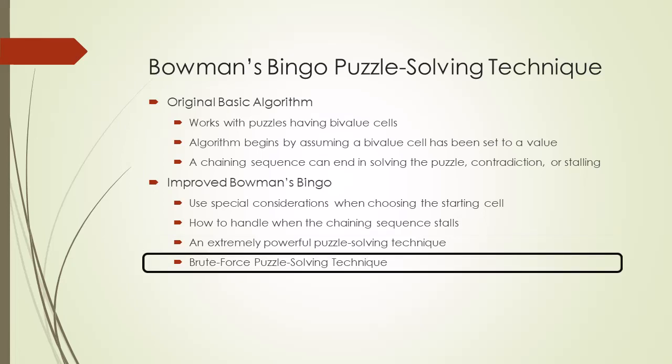However, there is a case where this new improved Bowman's bingo technique will not work. And this is when a puzzle has no bivalue cells to be considered as starting cells of the chaining sequence. For ultra-extreme puzzles not having any bivalue cells, the brute force puzzle-solving technique will be needed.